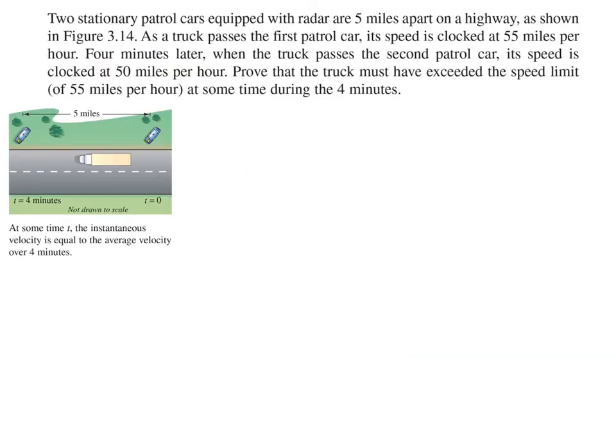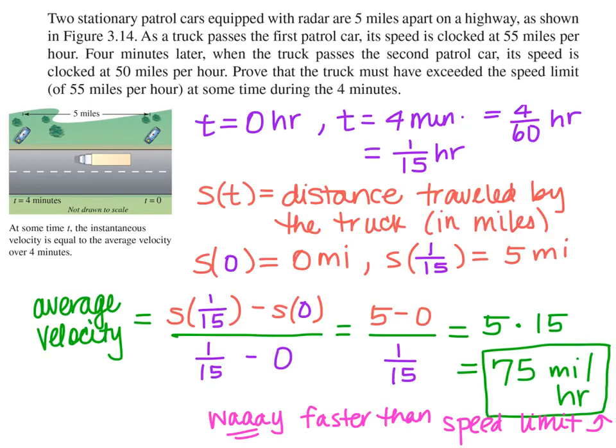And our last example here is a word problem, but it's a good one, in my opinion. So let's say that we have two stationary patrol cars equipped with radar that are 5 miles apart from one another on a highway. So a truck passes that first patrol car going 55 miles an hour. And then 4 minutes later, it's tracked by the second patrol car going 50 miles an hour. So we have to prove that the truck must have exceeded the speed limit, which is 55 miles an hour, at some point during those 4 minutes. So we're going to use the mean value theorem to do that.